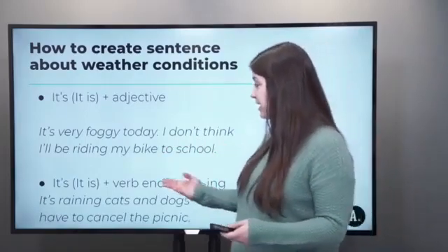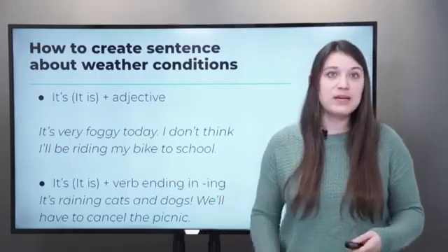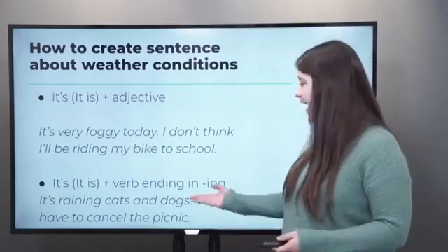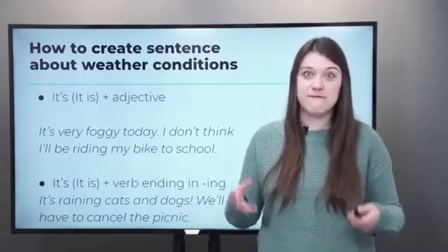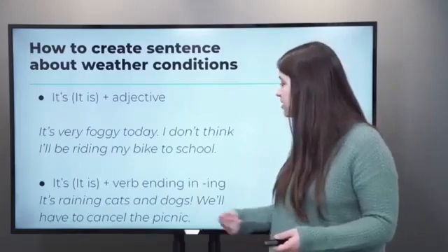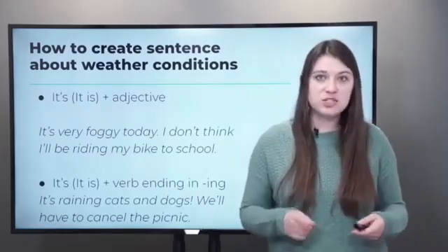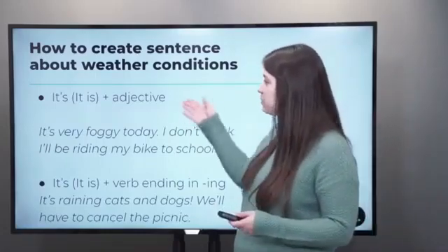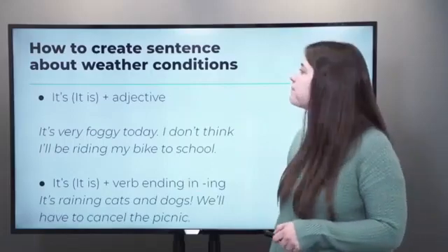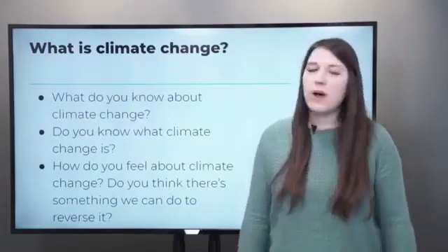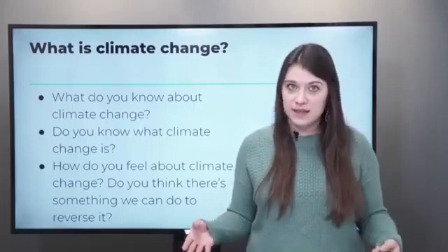Or it is, and the verb ending in ing. For example, it's raining cats and dogs. This is an expression in English which means that it's raining very heavily. It's raining cats and dogs. We'll have to cancel the picnic. Okay, so remember, in English to talk about the weather, we use it's plus adjective or it's plus verb with ing.